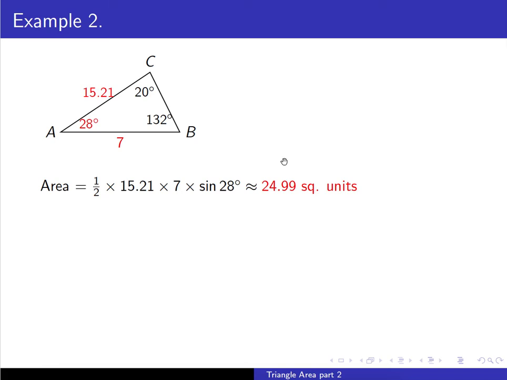In the next video of part 3, we're going to take a look at how to find the area of a triangle if all you're given are the lengths of three sides. There is a shortcut way to do that that does not involve having to use the law of sines.